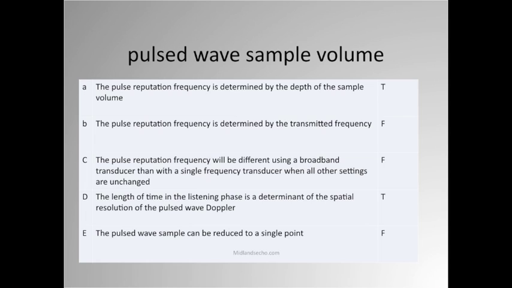Pulsed wave sample volume. The pulse repetition frequency is determined by the depth of the sample volume. That's correct, and just remember, the pulse repetition frequency is how long it takes a single pulse to get to the bit you're interested in and back, and unless you're using high PRF imaging, you can't send out a second signal until the first one comes back. So how often you can send them depends on how long it takes the first one to come back, because the speed is fixed. That depends on how deep the box is, so that's true.